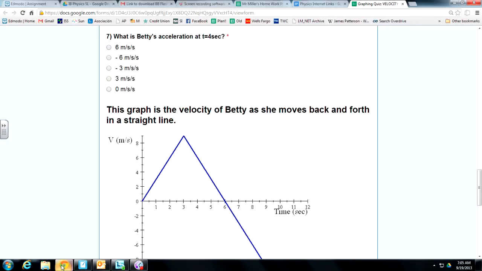And hopefully now we can answer the questions. Let's take a look. So what is her acceleration at 4 seconds? 4 seconds is on her way back down during this region right here. And so that's going to be the negative 3 meters per second.